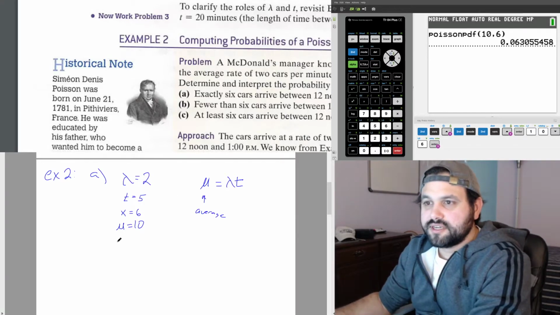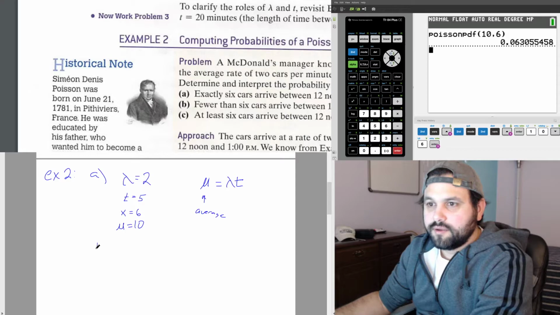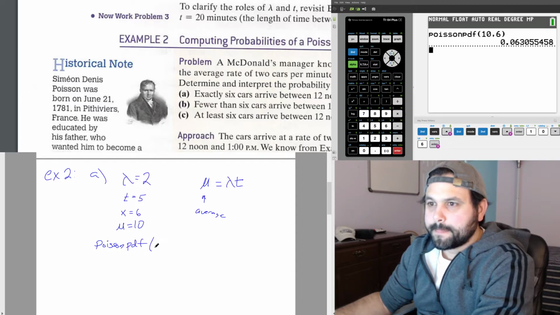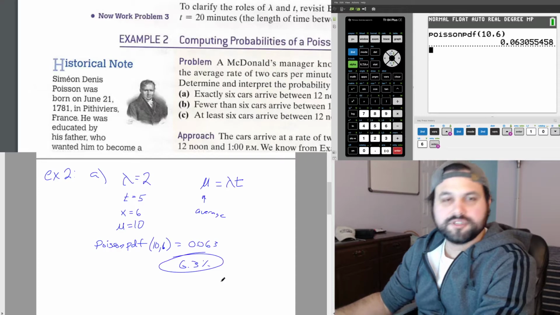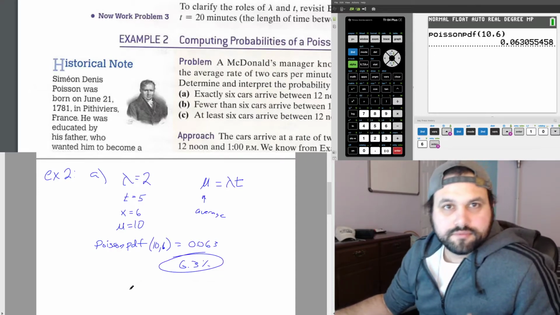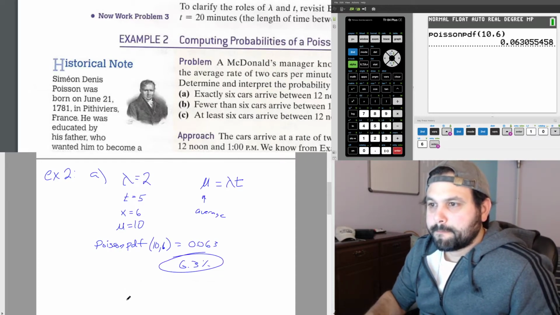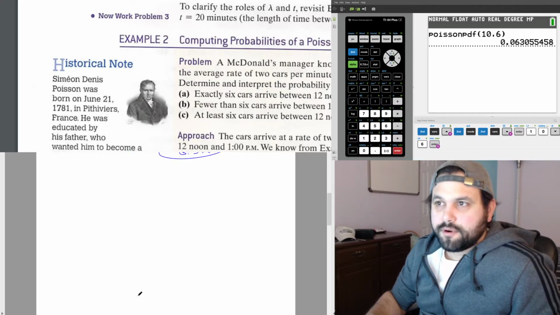And so the answer to this, and remember we want to show what we used, so we used PDF like this. We already showed all that stuff there, but anyways, we got something that looks like that, and so we get 6.3% as our answer to part A. So let's take a look at part B.